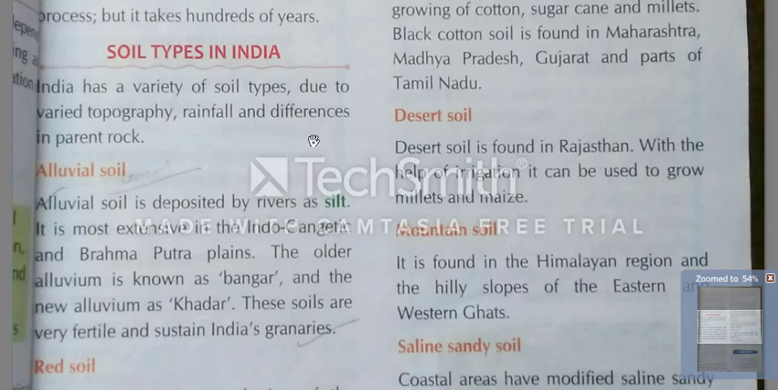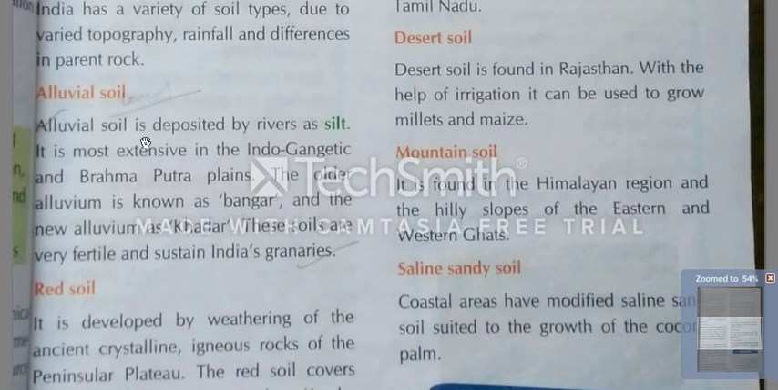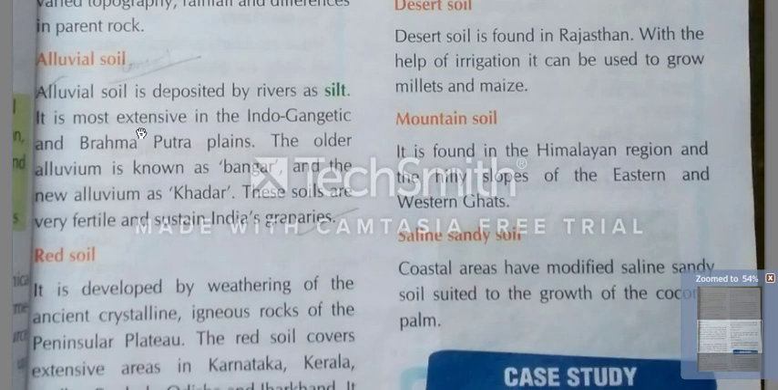There are some places with scanty rainfall, some parts having heavy rainfall, or some parts having no rainfall, like desert area. Difference in parent rock. Here you will see first is alluvial soil. Which soil? Alluvial soil. Let's see about alluvial soil.